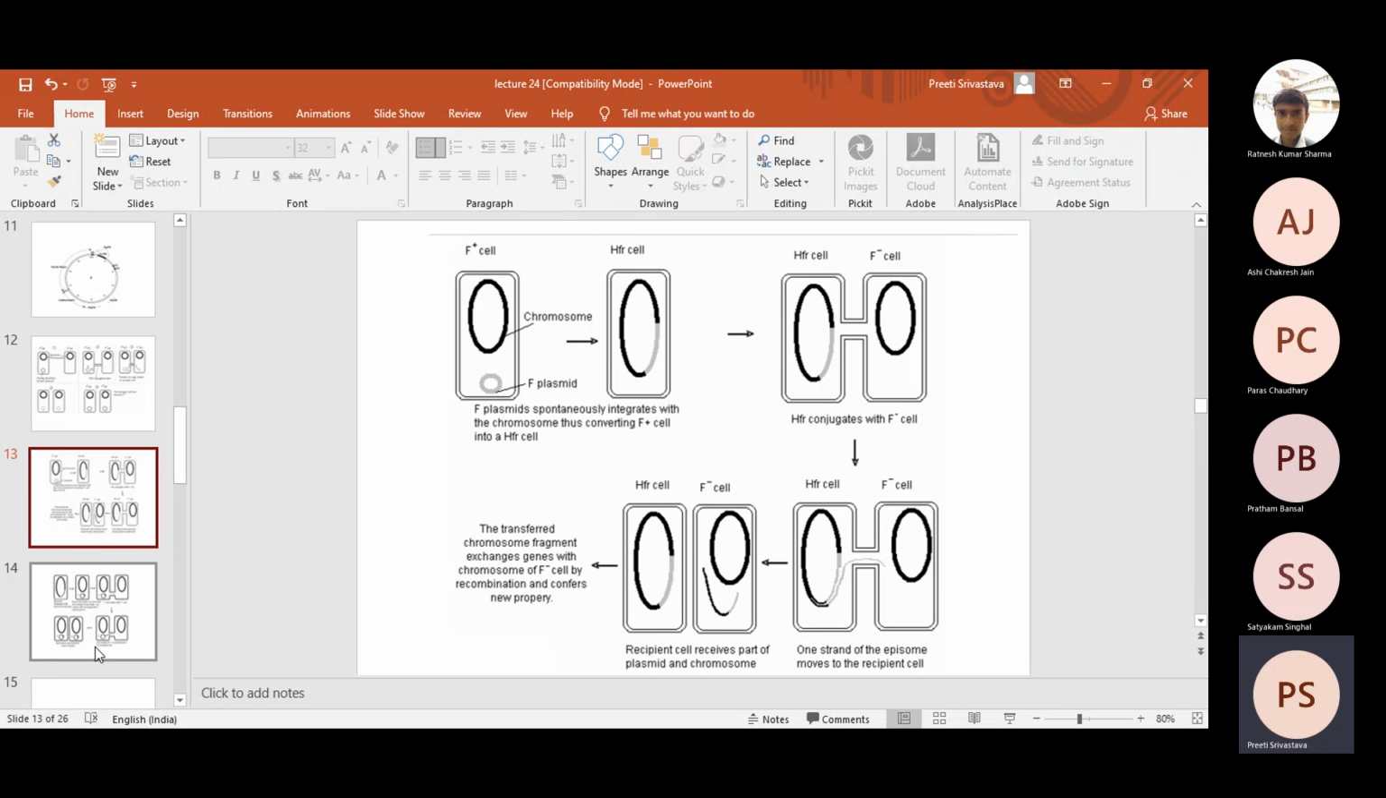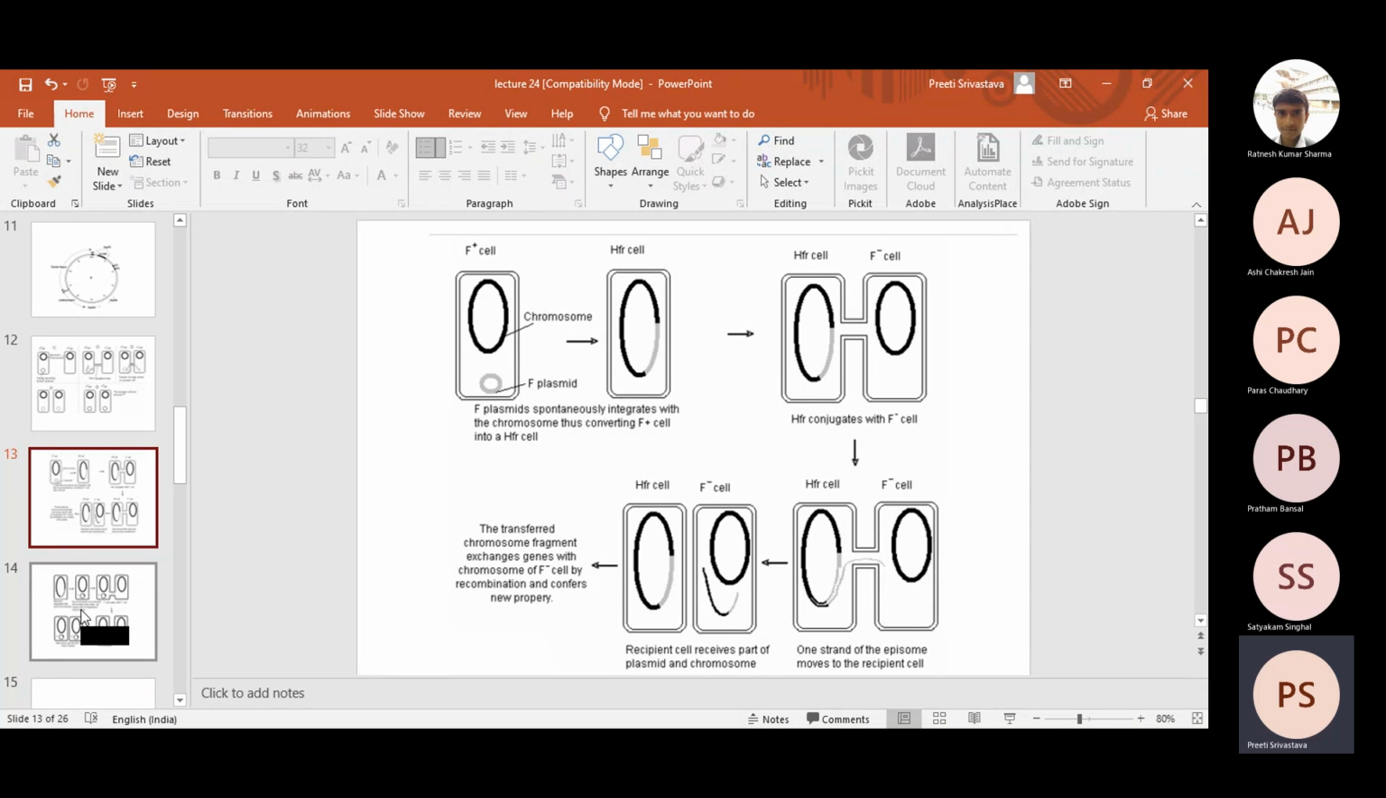In this case, the F plasmid can combine with the chromosome, and this recombination is facilitated with the help of what are called IS elements. So the point is, if you delete IS elements, you will not have an HFR cell. It is the IS elements which actually aid in the recombination, and that is why you created the HFR cell.